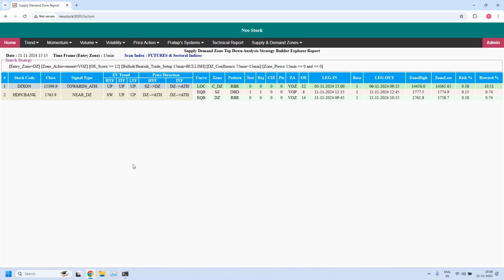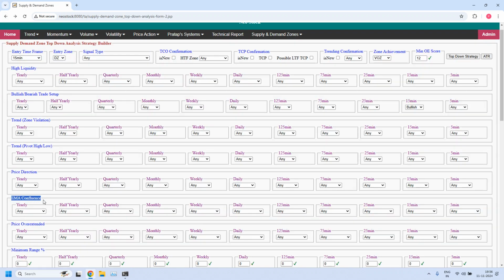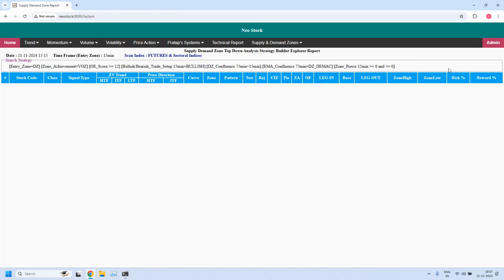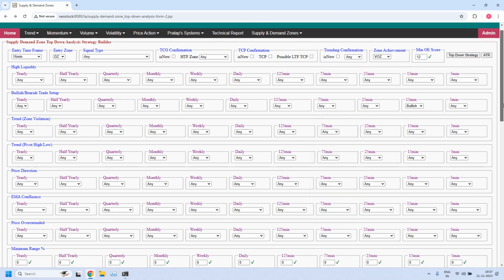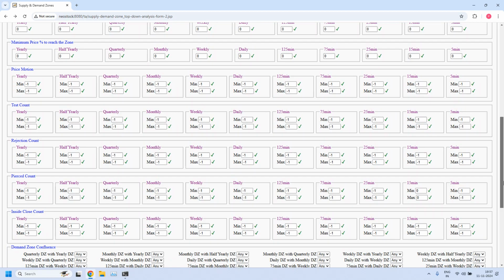If any of these stocks are having ITF confluence and EMA confluence, let's verify. In the EMA confluence, 75 minutes time frame, because the 15 minute zone is part of 75, the 75 minutes demand zone with daily EMA confluence. We did not get any stocks, no EMA confluence. But we can look for LTF, ITF, HTF confluence.